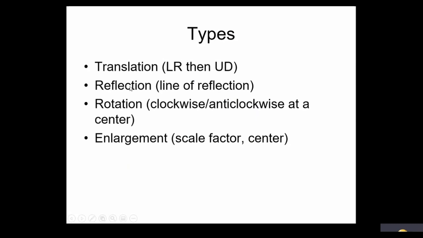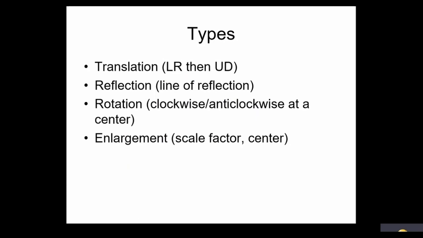Next is reflection. For reflection, you will need a line of reflection. The third one is rotation. Rotation is the most challenging one, because you need the center of rotation, and you need to tell whether it is clockwise or anti-clockwise. You also have to give the degree, so it's either 90 degrees or 180 degrees. The fourth and last transformation is enlargement. For enlargement, you need to give the scale factor and also the center, just like the rotation.